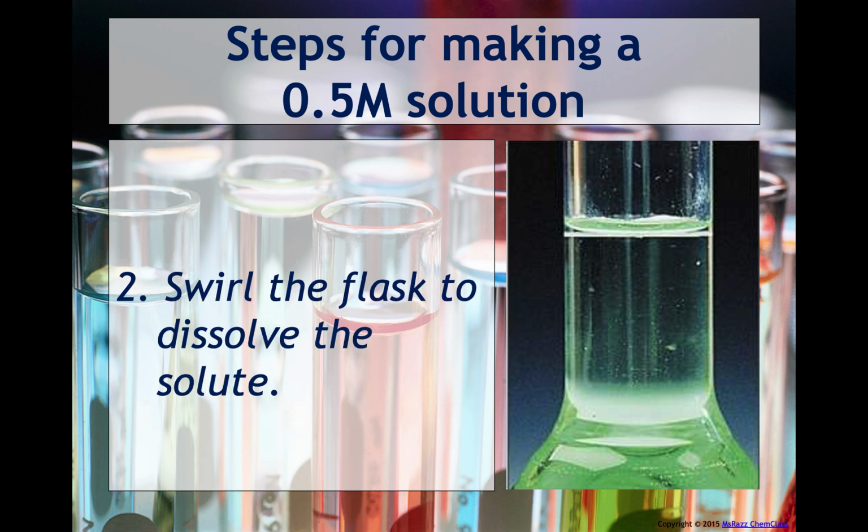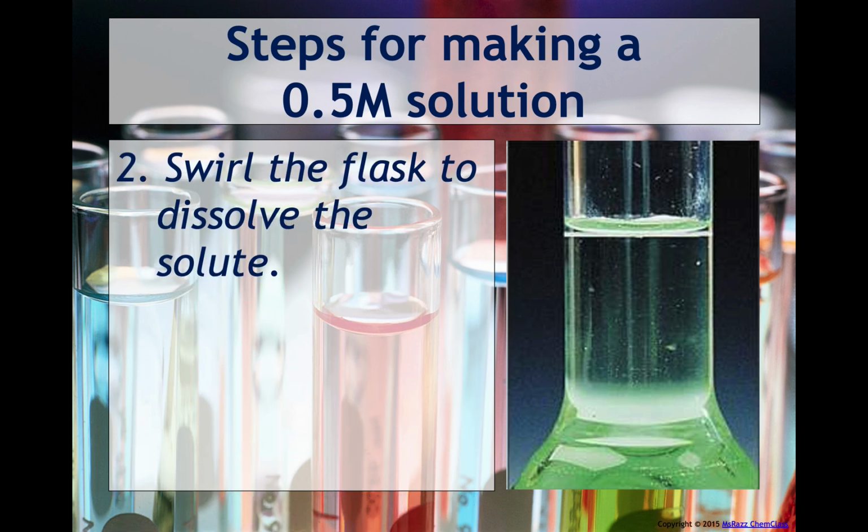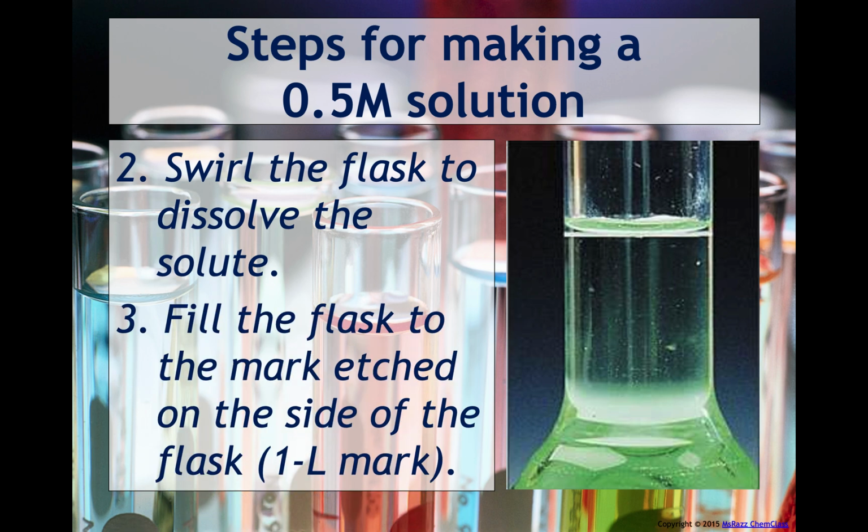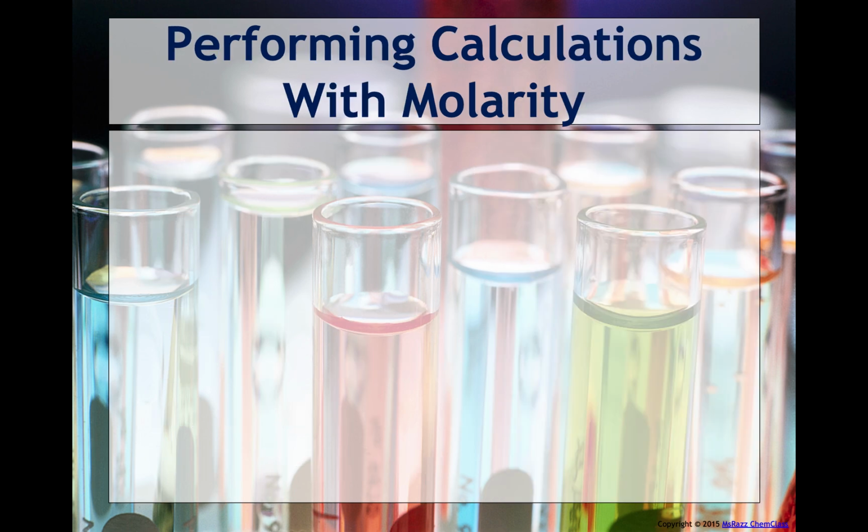All right, then we swirl the flask around, we dissolve the solute. Okay, so now it's dissolved in half a liter of water. The next thing we do is we fill the flask up to the 1 liter mark. So now we've already dissolved our solute in. When we fill it up to the 1 liter mark, now we know that the final volume of our solution is 1 liter. Okay?